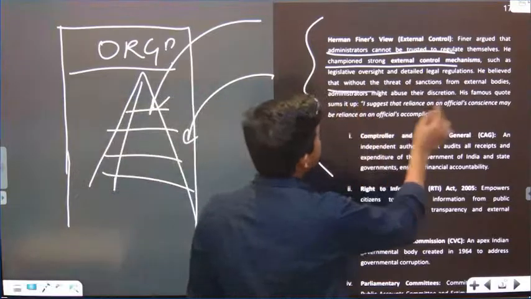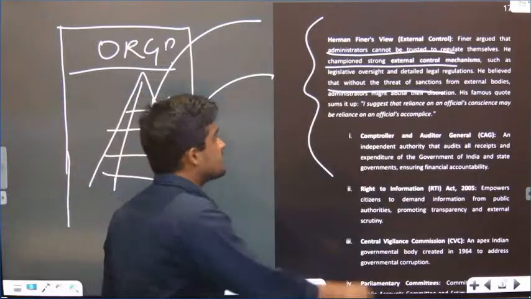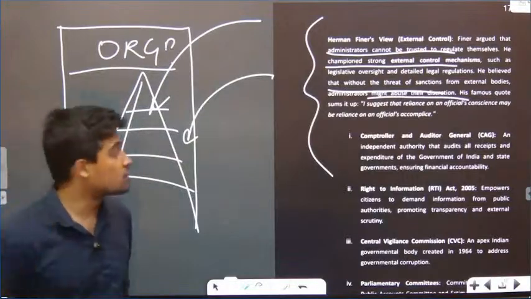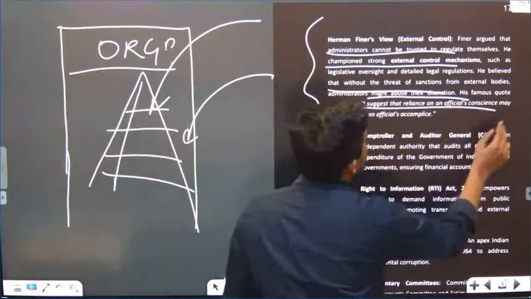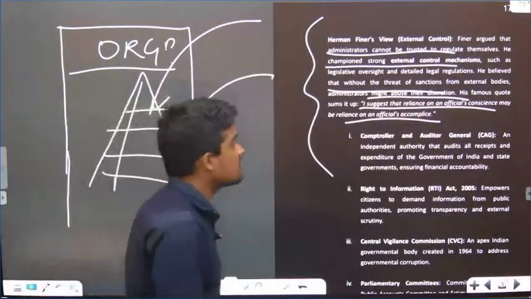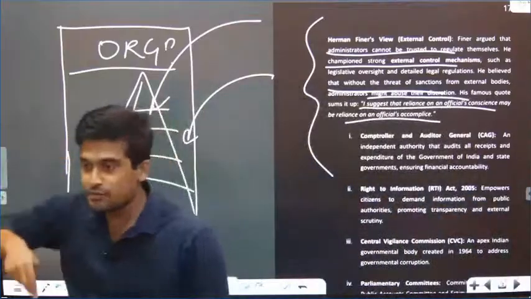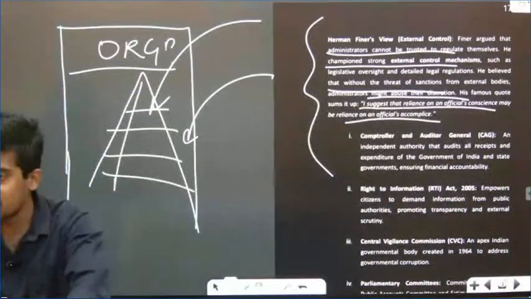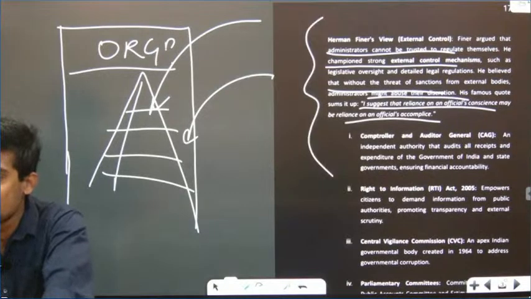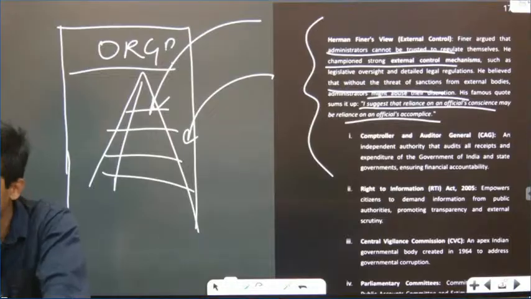He believed that without the threat of sanctions from external bodies, administrators might abuse their discretion. His famous quote sums it up: "I suggest that reliance on an official's conscience may be reliance on an official's accomplice." Basically, if you let another official decide for the official within the organization, chances are that official might also be doing corruption. Accomplice, they are part of the same corruption mechanism.